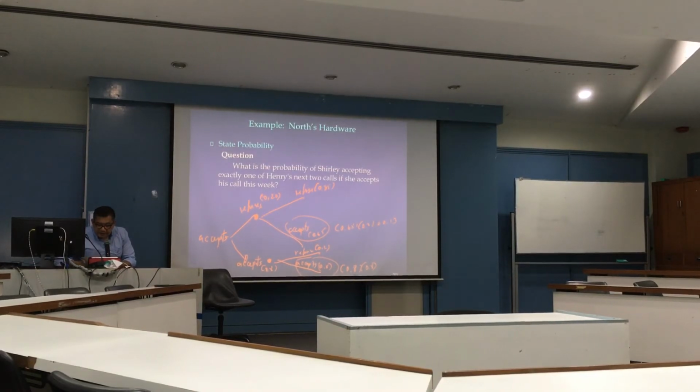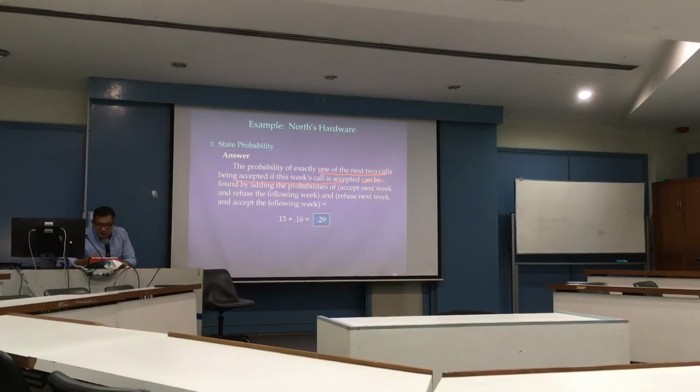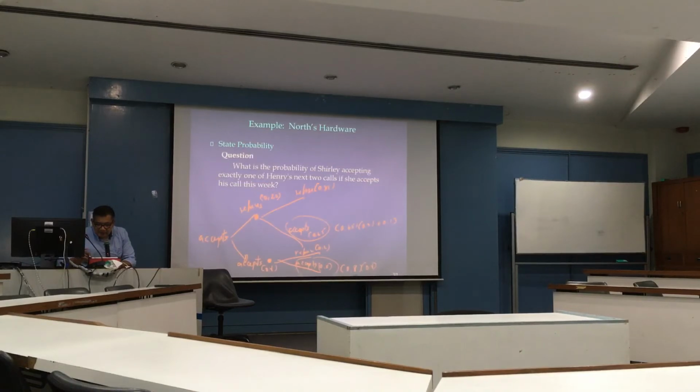One accept. Next week will be accept, starting with accept, right? Probably all accept next week, review following week. This one is going to be this one. So you have 0.2, 0.8, you have 0.16. So then you combine this together, and you're going to have 0.13 plus 0.16.